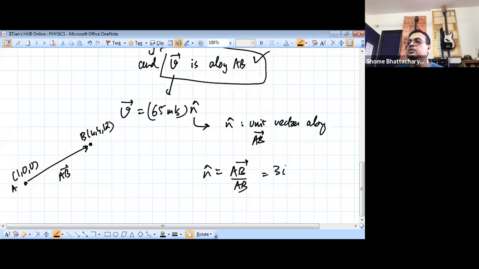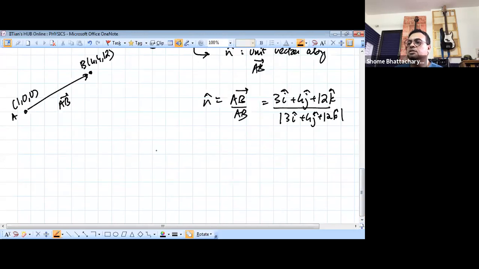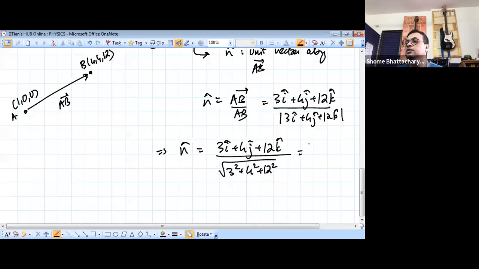So that is 3 units along the x-axis. Then 0 to 4, that is 4 units along the y-axis, plus 0 to 12, that is 12 units along the z-axis. So vector AB is this much: 3 i cap plus 4 j cap plus 12 k cap. Okay. So the magnitude is correct, Aditya, it is 13. So n cap कितना हो जाएगा: 3 i cap plus 4 j cap plus 12 k cap divided by square root of 3 square plus 4 square plus 12 square, जो कि आपको पता है 13 होता है. So it is 3 i cap plus 4 j cap plus 12 k cap divided by 13.